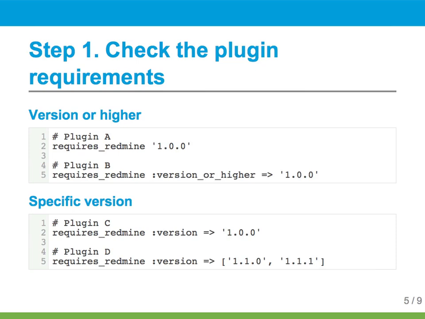The next way a plugin can define its requirements is to list specific versions it's compatible with. This is less common because it makes the plugin only work on those versions. You can spot this by looking for the version keyword in requires Redmine. Based on these examples, plugin C would only work with Redmine 1.0.0. If you try running it on 1.1, it won't work. And then plugin D would only work on 1.1.0 or 1.1.1. So you can see sometimes there'll be a list of different versions. If you have even 1.1.2 with plugin D here, it won't work at all.